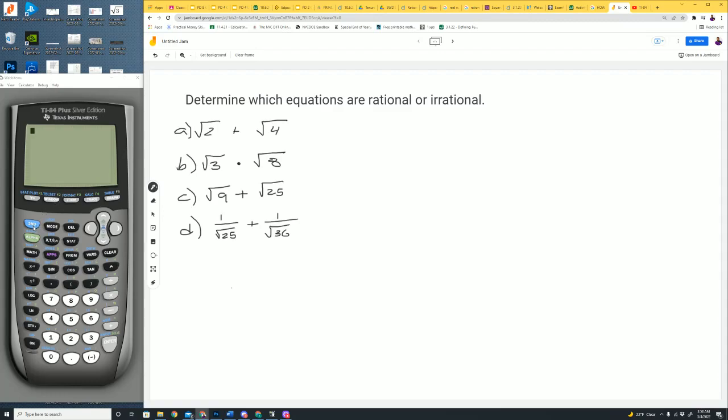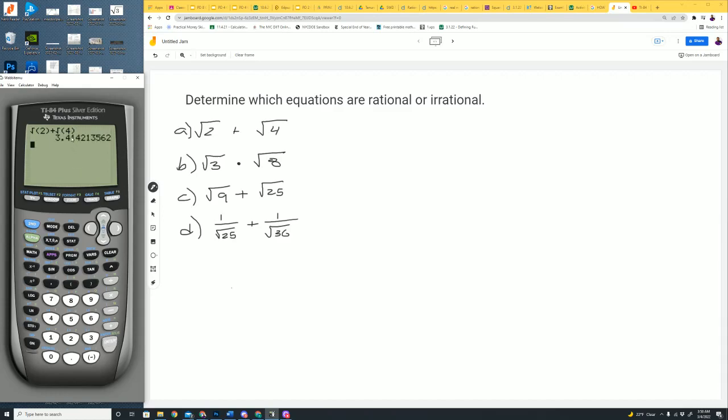So in the calculator you'll want to hit the square root button. Now the square root button is right above the x to the second power button. We have to press second and then x to the second power of 2, plus the square root of 4. Make sure you're putting those closed parentheses when you're finished with that square root sign.